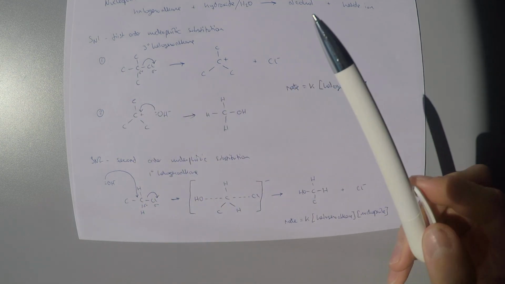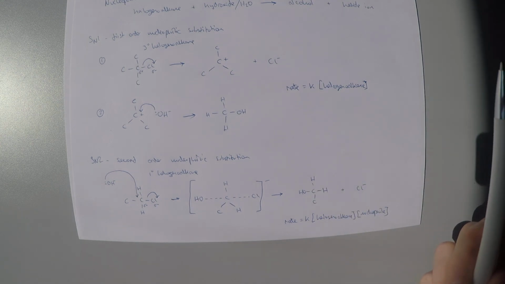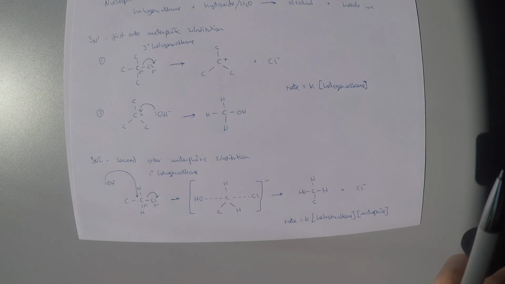And therefore, the lower in the group, the less reactive the halogen, the more readily they undergo nucleophilic substitution. So an iodo compound is going to react much, much faster than a chloro compound due to the strength of that bond between the carbon and the halogen.